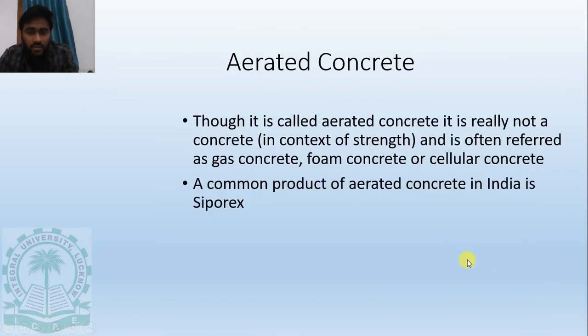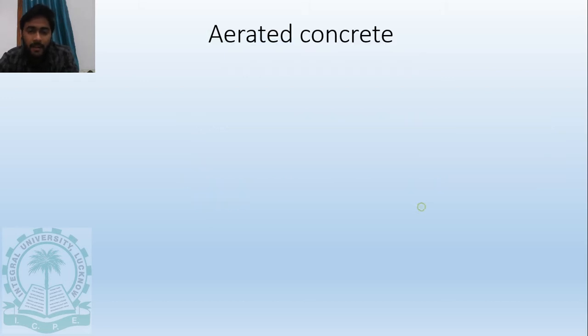Though it is called aerated concrete, it is not really a concrete in the context of strength. It is often referred to as gas concrete, foamed concrete, or cellular concrete. In India, a common product of aerated concrete is Siporex. If you search on Google, you will find it.